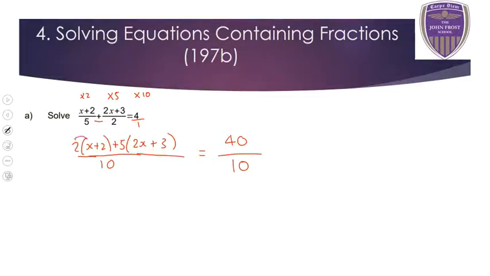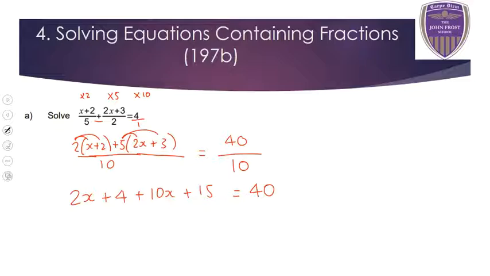Okay, so here I've got 2x and 4. 2 times x is 2x, isn't it? 2 times 2 is 4. So we get 2x plus 4. And the same for the next bracket then. So 5 times 2x is 10x. 5 times 3 is 15. And that equals 40.